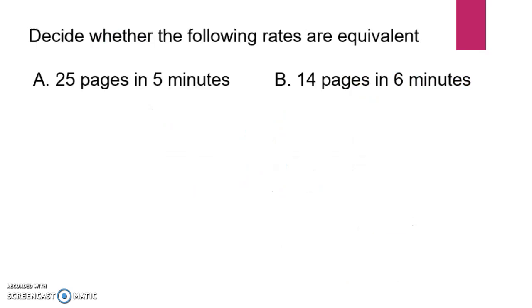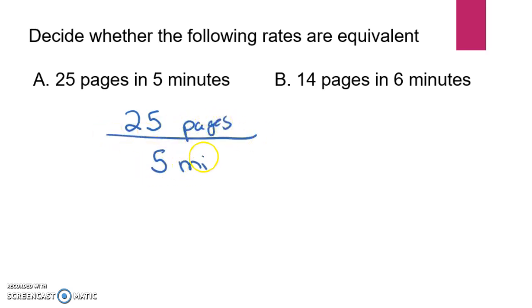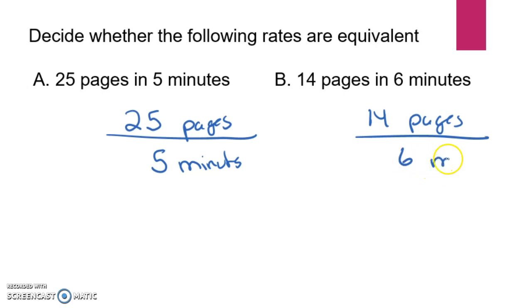All right, so here, decide whether the following rates are equivalent. We need to write these both as rates first of all. So we're going to have 25 pages, 5 minutes, 14 pages, 6 minutes. Now we can do this a couple of ways.